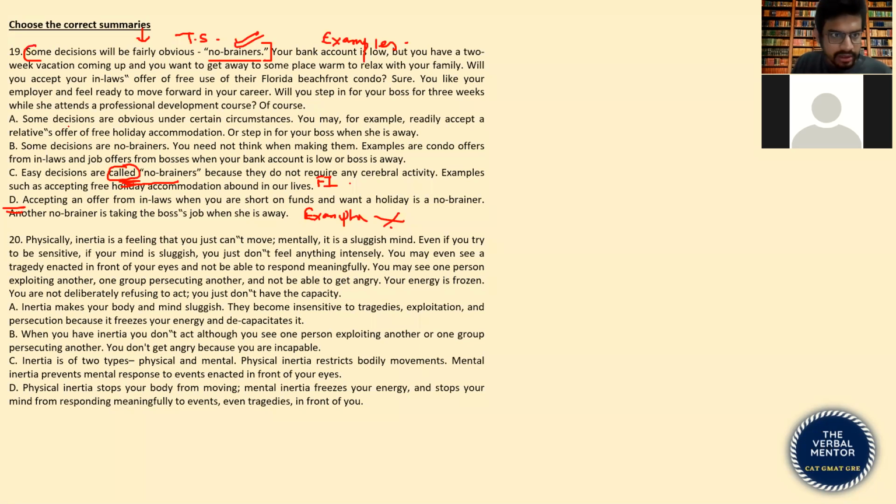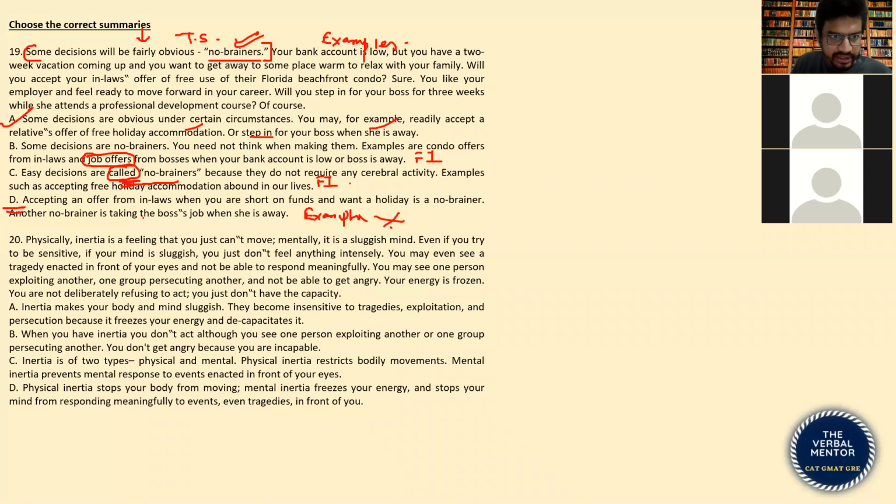All right. Between A and B, let's see. Some decisions are obvious under certain circumstances. Some decisions are no-brainers. More or less the same thing. You may, for example, readily accept a relative's offer of free holiday accommodation. Yes. Or step in for your boss when she's away. Okay. Examples are condo offers from in-laws and job offers from bosses. It's not a job offer. It's rather stepping in for the boss. So this is factually incorrect. Correct answer A.